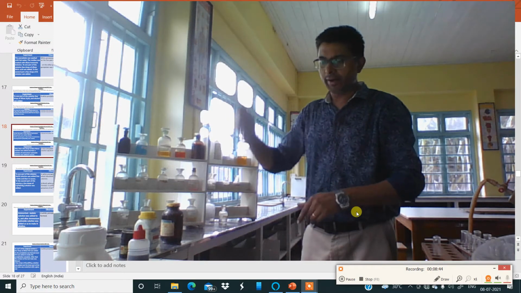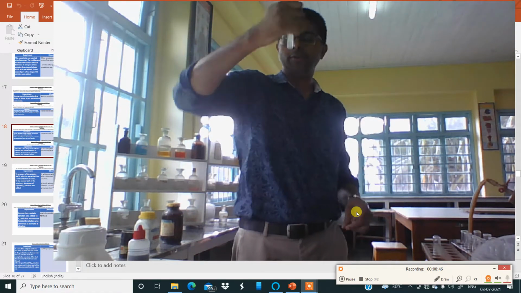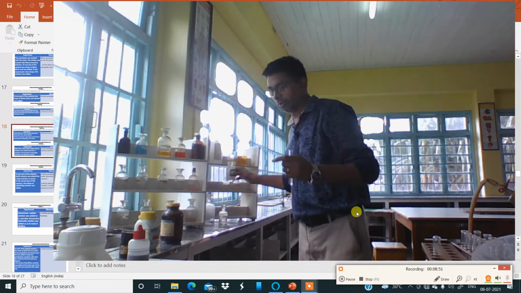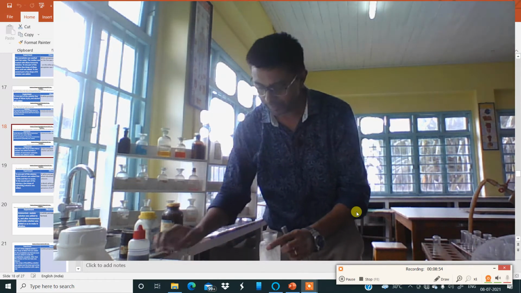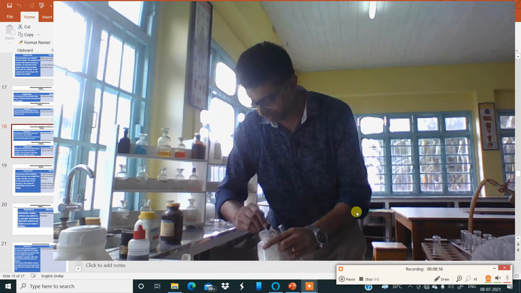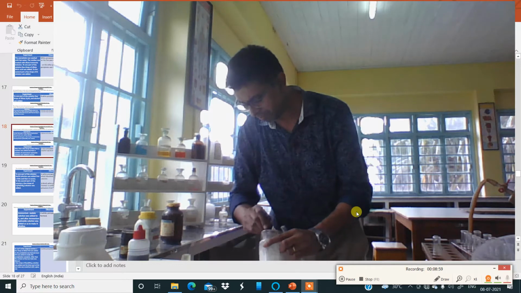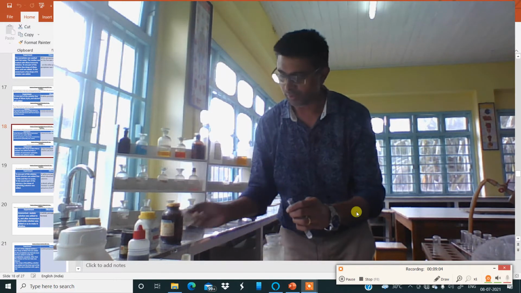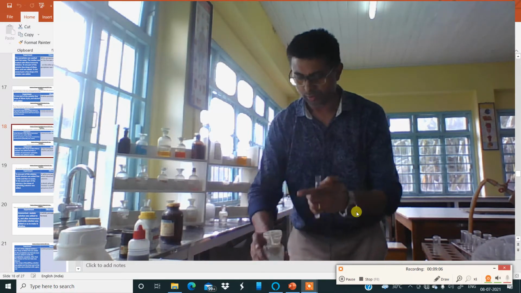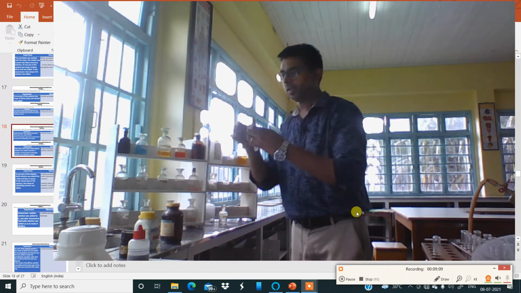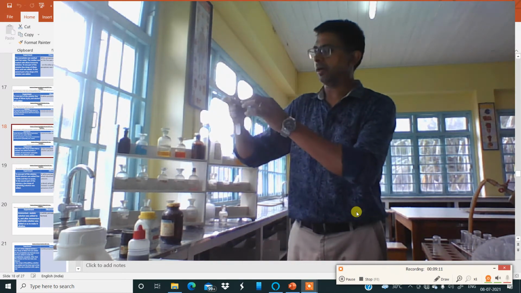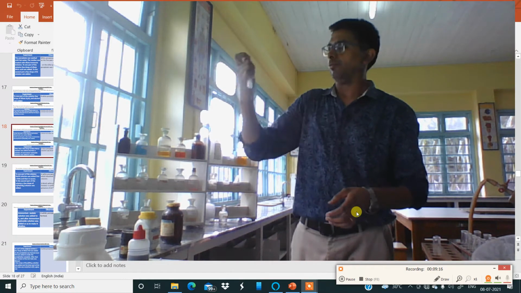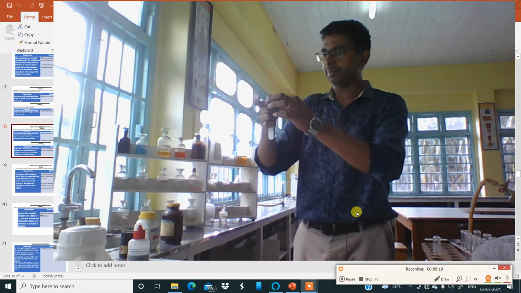Now after that, I will add to this aluminum sulfate solution solid ammonium chloride, a little bit. Solid ammonium chloride. So that will also get dissolved. It goes down, making the preparedness for the common ion effect, which we'll be learning slowly in the chapters to come.